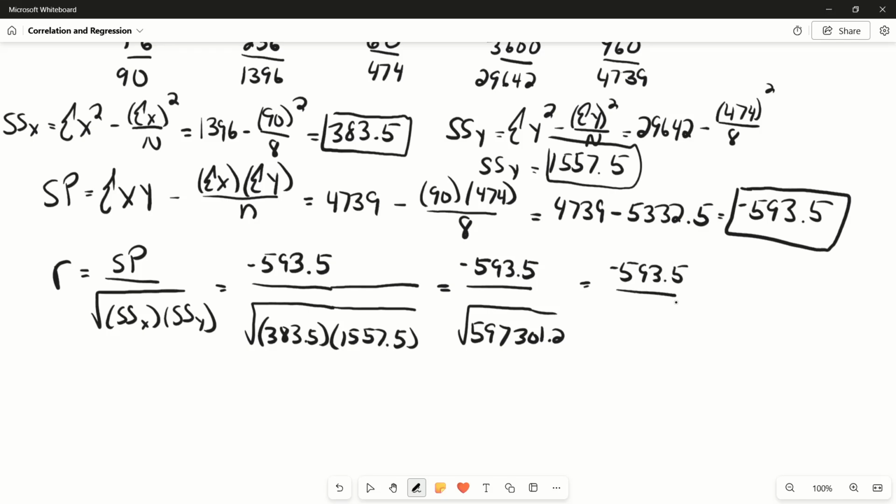I'm just doing it step by step. Square root of that gives me 772.85. And when I simplify that, I can round the final answer to two decimal places, negative 0.77. Now, this correlation has to be between -1 and +1. And obviously it's close to -1, but it's between -1 and +1. It's a pretty strong negative correlation here.